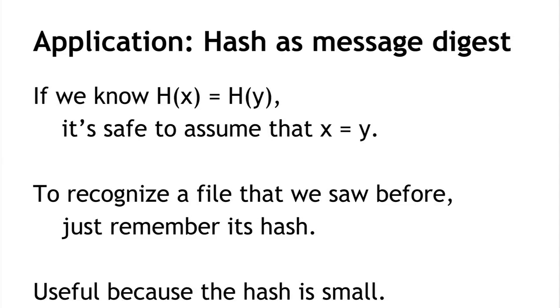Suppose, for example, that we had a file, a really big file, and we wanted to be able to recognize later whether another file was the same as the file we saw the first time. Right? So one way to do that would be to save the whole big file, and then when we saw another file later, just compare them.